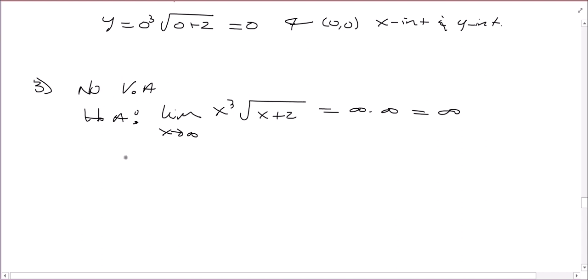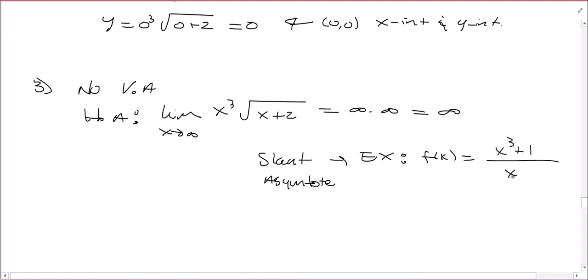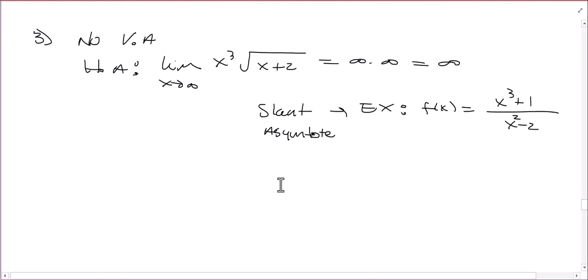You only have slanted asymptotes when you have a rational function, and the degree of the numerator is larger than the degree of the denominator. You will have a slant asymptote for something like, say, f of x equals x cubed plus 1 over x squared minus 2. This will give you a slant asymptote because the degree of the numerator is larger than the degree of the denominator. But in this case we don't have any slant asymptotes. It is not a rational function.